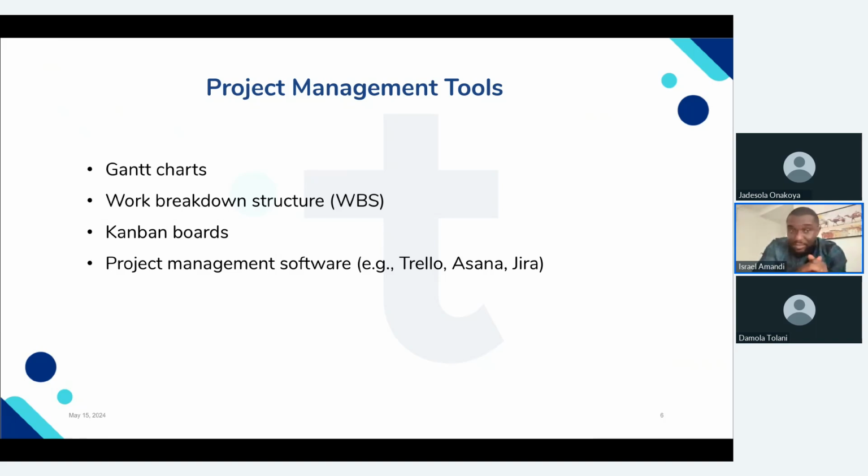Many of us might be familiar with this. There are Gantt charts, the work breakdown structure, which is usually abbreviated as WBS. There are Kanban boards, which are most familiar for projects that run with both Agile and a mix of Kanban and Agile. And then you have project management software like Trello, Asana, Jira. There are a whole lot of them.